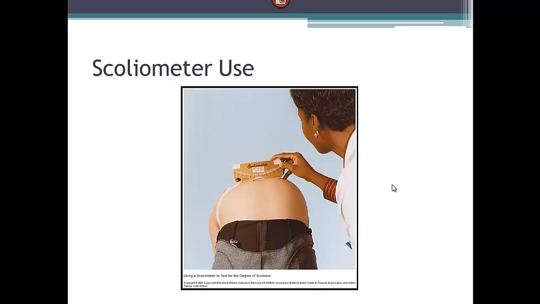Now palpate the spinous process. Normally, they're straight and non-tender. Palpate the paravertebral muscles. They should feel firm with no tenderness or spasm. If the patient has any lateral tilting and forward bending, this could occur with herniated nucleus pulposus.